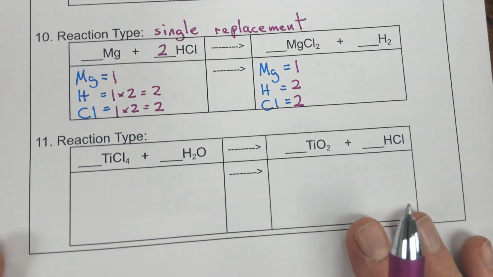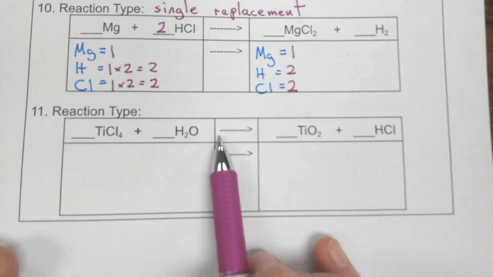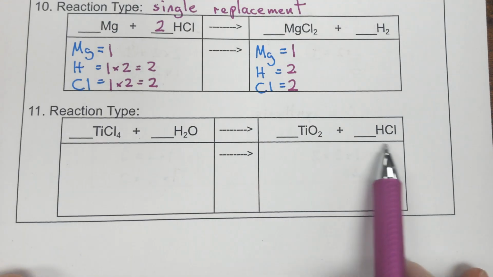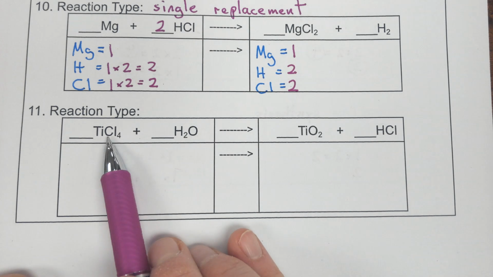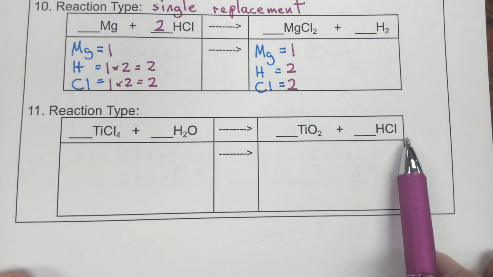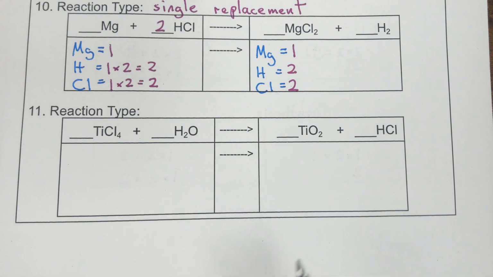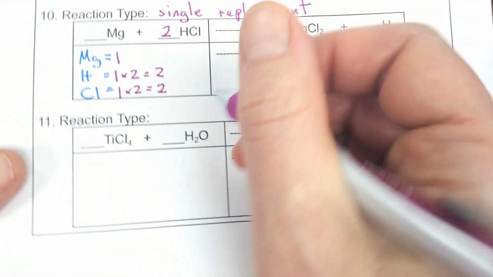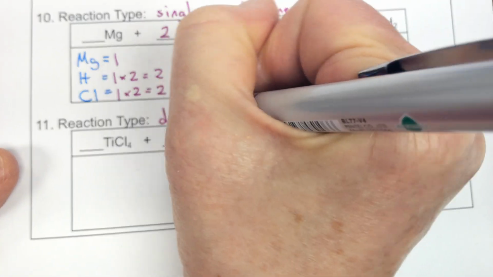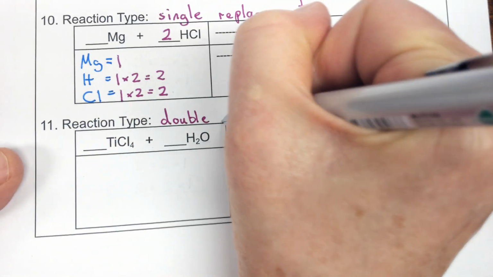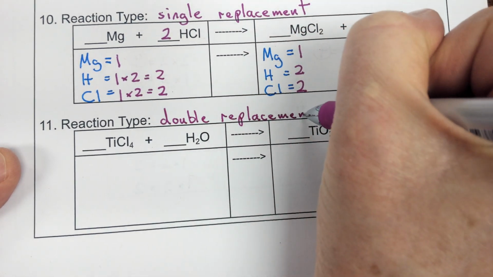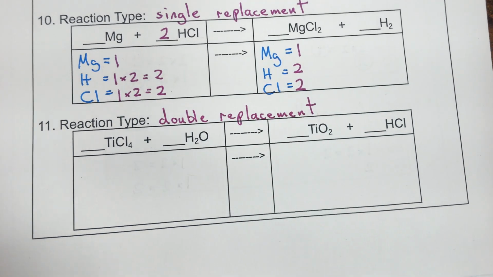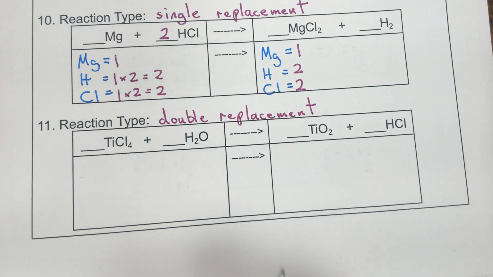So next one. Now we have two compounds. Now it doesn't look quite as obvious that it's a double replacement reaction. It's probably a subcategory of double replacement. But because we have two compounds forming two compounds, it's not combustion. We're going to call it double replacement. Okay, next thing I do is I list what I have.